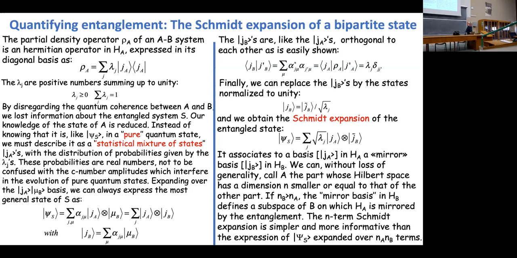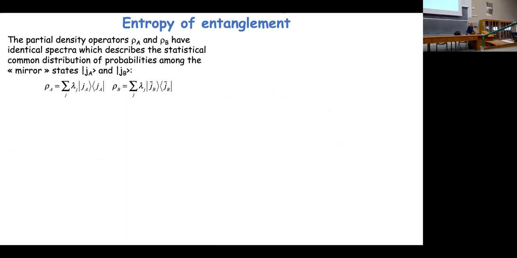So it shows you immediately that the two density operators, rho A and rho B, are equal, because they share the same spectrum. When you have two parts which are entangled, if one is pure, the other is pure. If one is not pure, the other is not pure, and they have the same spectrum. And this allows us to define what is called the entropy of entanglement. What is this notion?